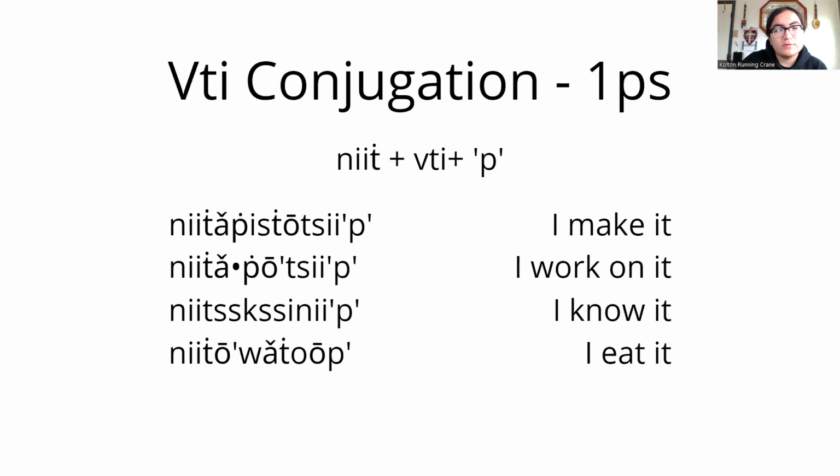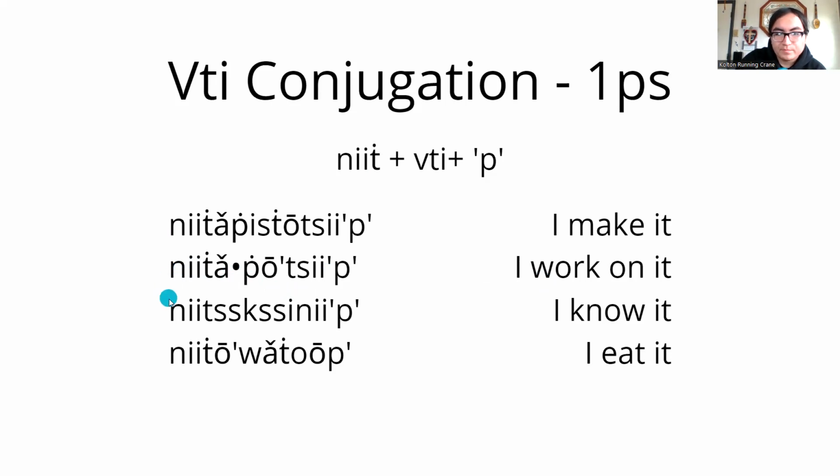For the first person singular conjugation, you add nit, your verb, and then ishp. So for instance, apistotsi is the word for to make. To say I make it, nitapistotsishpe. The word for to work is apotsi, which is to work on something. So to say I work on it, you say nitapotsi.